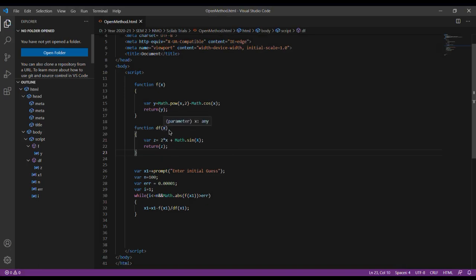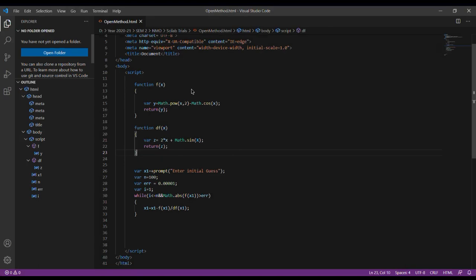Yes, sir. Yeah. So now it didn't prompt me anything. I will press Control S. Yeah, now you have pressed the Control S. Var x1 equal to prompt initial case, n equal to this, error equal to this, I equal to this.